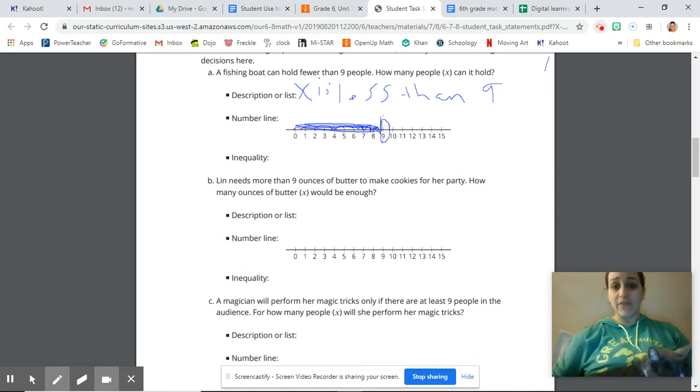So in order to graph this, when we graph an inequality, it's actually going to be a shaded in number line where the dot or the circle on that number line represents the number that we're working off of.